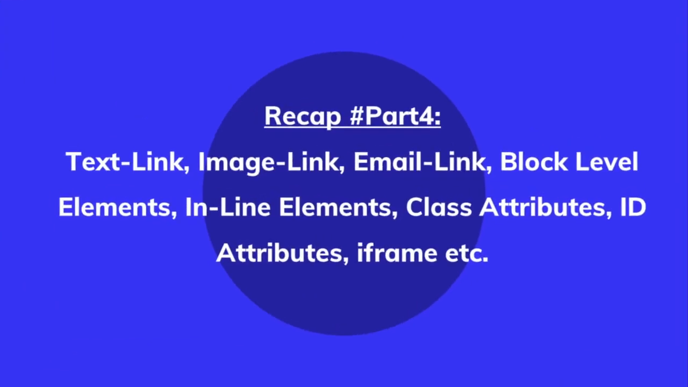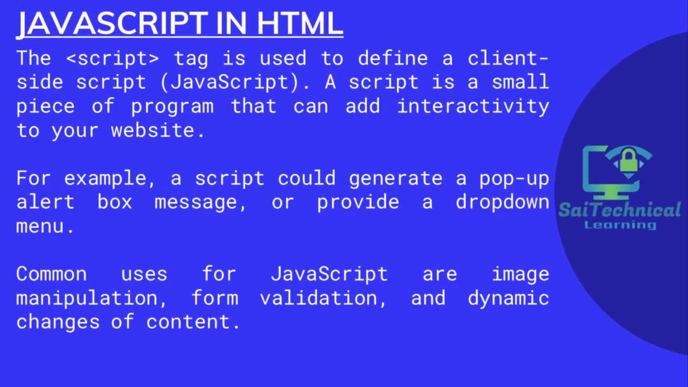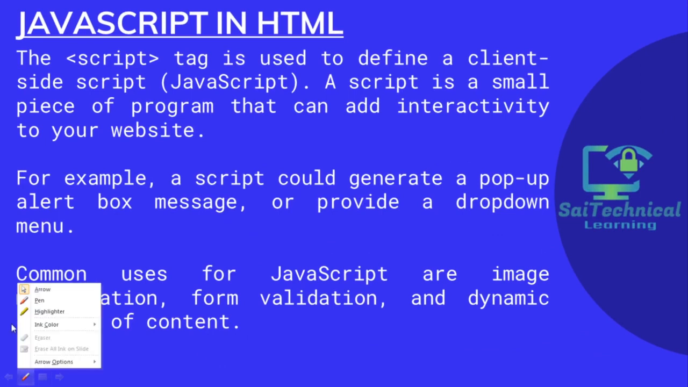So in part 4, we discussed the text link, the image link, the email link, block level elements like div elements, inline elements like span elements, the class attribute, id attribute, and iframe. So today we will start with JavaScript in HTML.